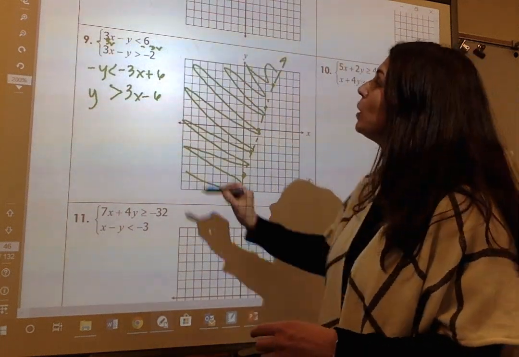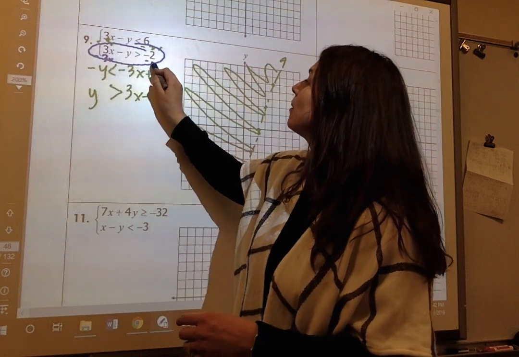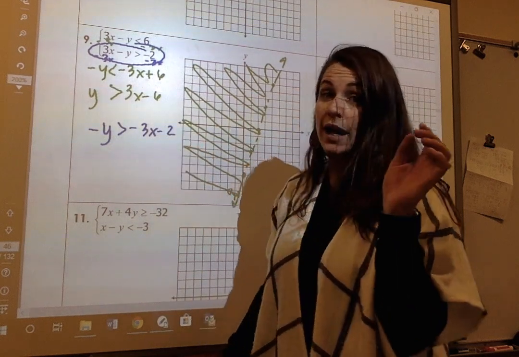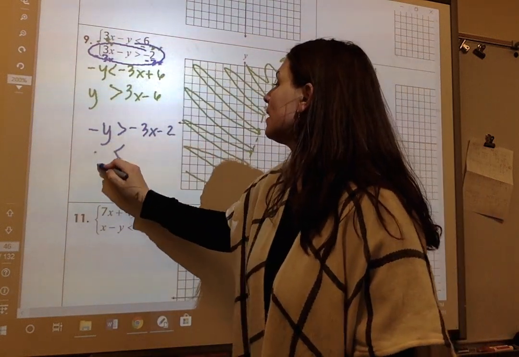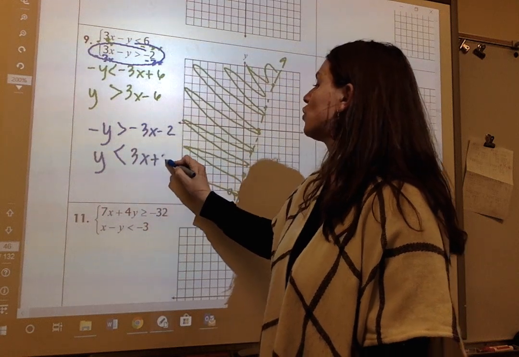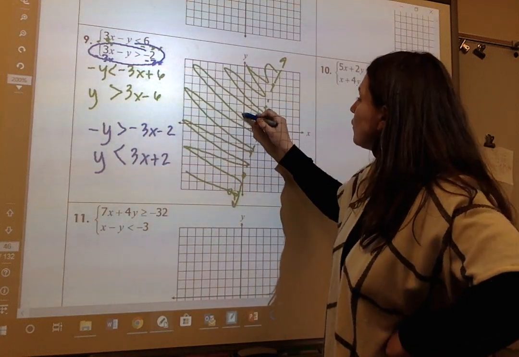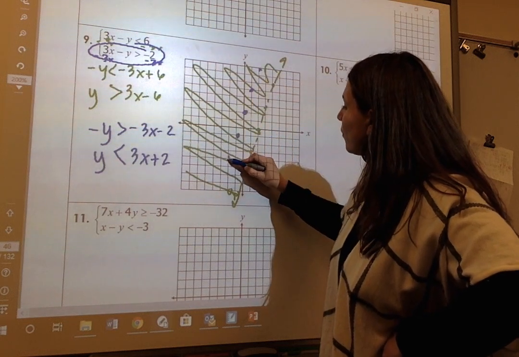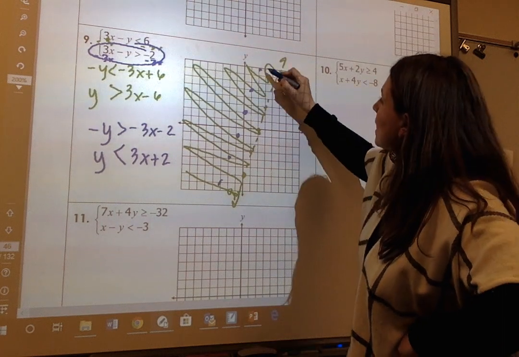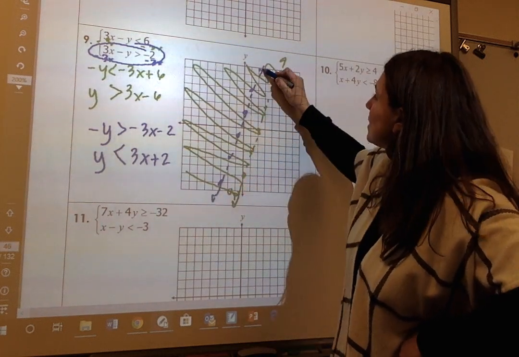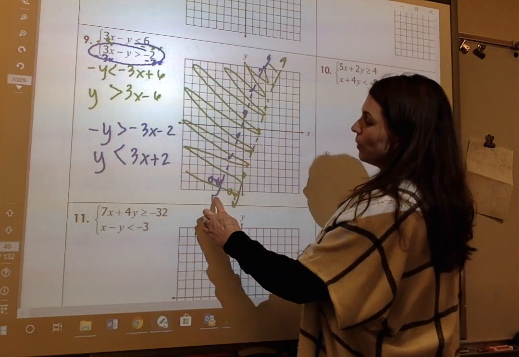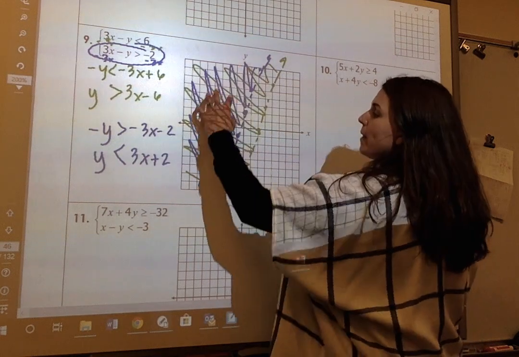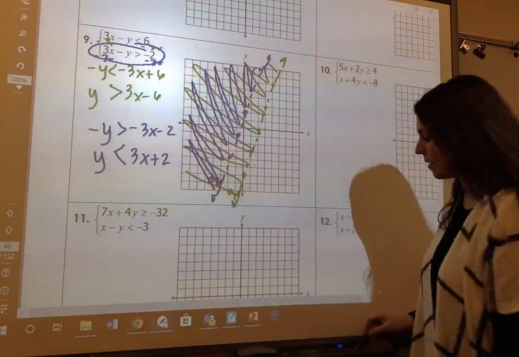In blue, I will do the second one. Subtract 3x on both sides, and I get negative y is greater than negative 3x minus 2. I divide by a negative, so I'm going to flip my sign, and I get y is less than 3x plus 2. So here's positive 2, up 3 over 1, up 3 over 1, down 3 over 1, down 3 over 1, down 3 over 1. It is a dotted line because it's less than. Here's my skier on the blue, and I shade above this line, so it's where they overlap. So this area right here is my solution.